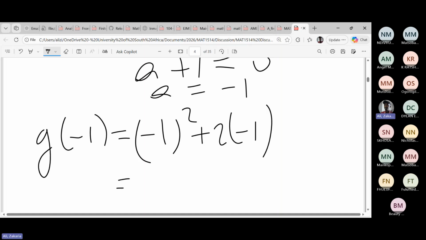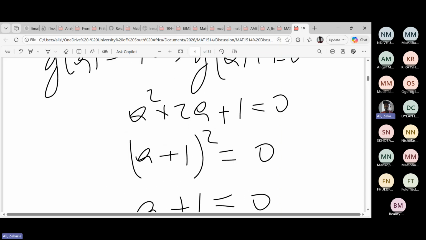That is going to give us -1 squared is 1, plus 2 times -1 is -2, and then the answer is -1. So g of -1 is indeed -1. That gives you for a equal to -1, g of -1 equal to -1. That's the algebraic option, which is usually the easiest way.